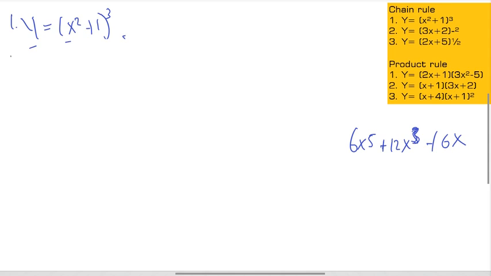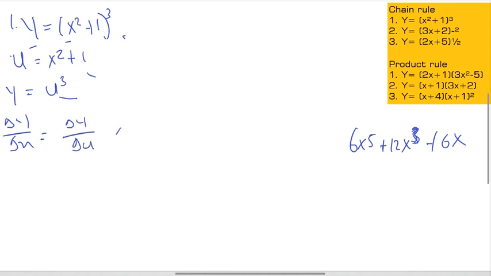So we're saying that let u equal x squared plus 1, then y will be equal to u raised to the power of 3. Then for our dy dx, we're going to differentiate this and differentiate this, then multiply our answers, and we get our final answer. So we're saying dy over du multiplied by du over dx. So let's do dy over du, let's differentiate this now.